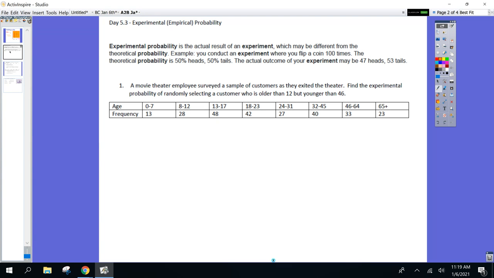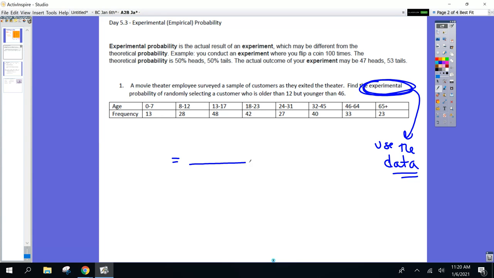So notice as you guys keep reading, it says find the experimental. So that tells me, hey, use the data to find this probability. Use the data. All right, if they're asking me for experimental, use the data. What's the probability you get someone older than 12 but younger than 46? So I'm going to have to use the numbers in the table right now.